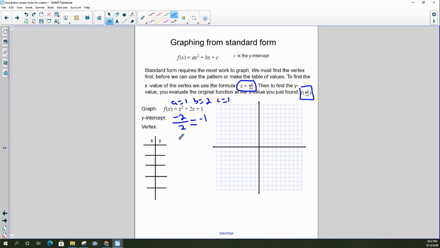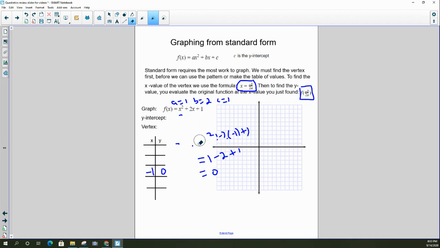When I plug f of negative 1 in, like I'm making it on my table of values here, I know negative 1 is going to go in the middle. I get negative 1 squared plus 2 times negative 1 plus 1. So I do the work. Negative 1 squared is 1. 2 times negative 1 is negative 2, plus 1. When I add all that up, I get 0. So my vertex is the point negative 1, 0.